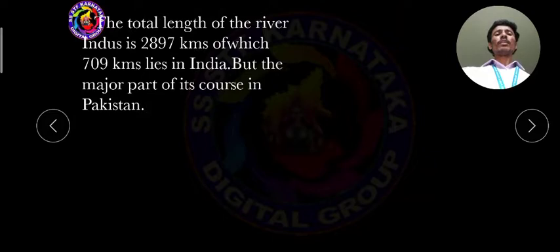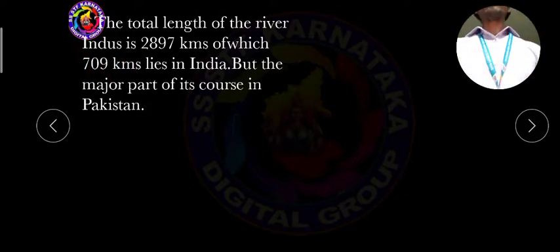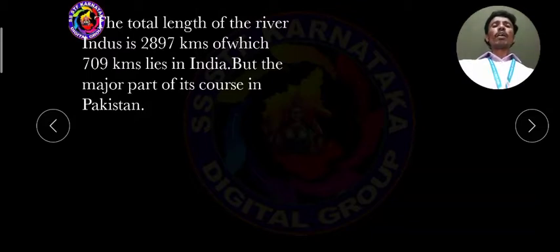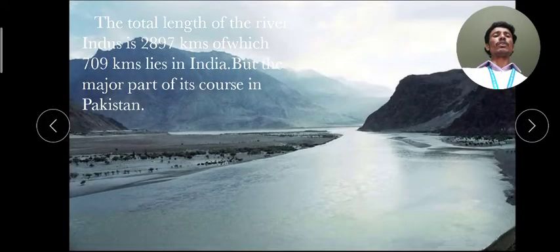The total length of the river Indus is 2,897 kilometers. Of this, only 709 kilometers flows in India. Then in Pakistan, 2,188 kilometers. Most of the Sindhu River flows in Pakistan. So the major part of the river flows in Pakistan.